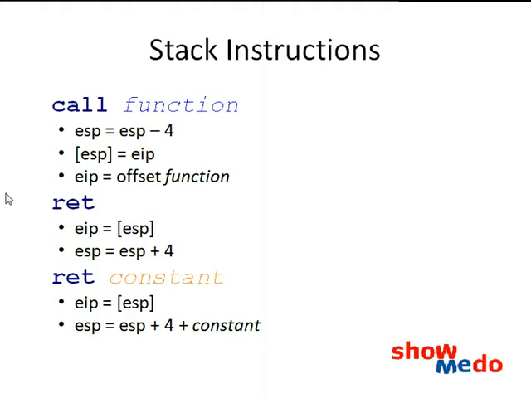Ret, short for return, literally pops that value on the top of the stack into the instruction pointer, so that the next instruction that is executed is the one at the address pushed onto the stack. Specifying a constant as an operand to ret clears the specified number of bytes from the stack after returning, which is useful for clearing parameters from the stack, since they appear above the return address on the stack. If you have 12 bytes of parameters, the constant you'd specify is 12.